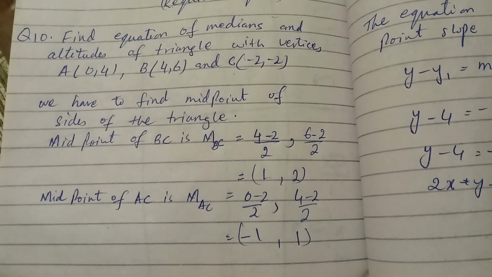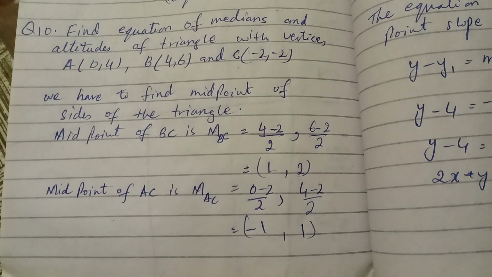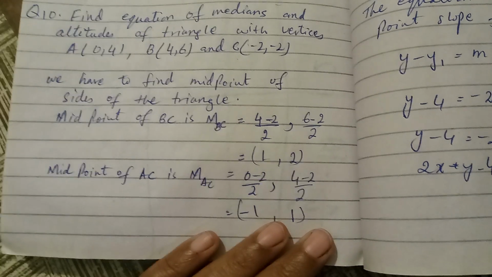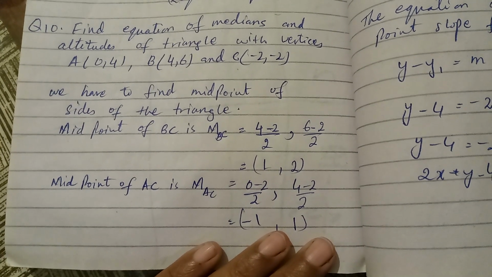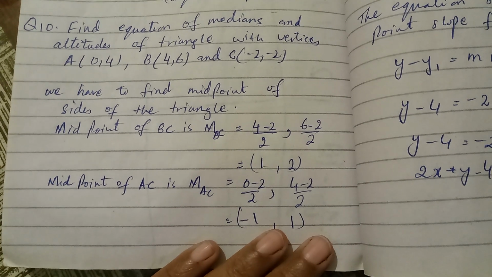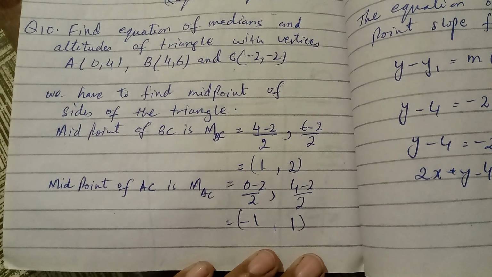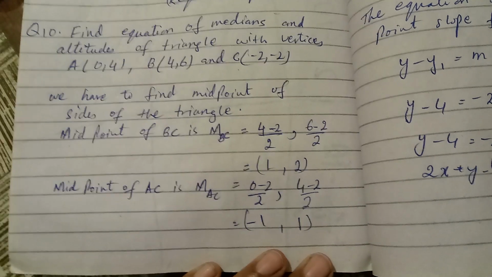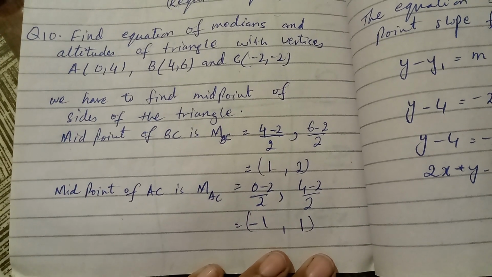The question is: find the equation of the median and altitude of the triangle with the vertices A, B, and C. A median is the line segment which joins the midpoint of the given side to its opposite vertex. So first of all, we have to find the median.